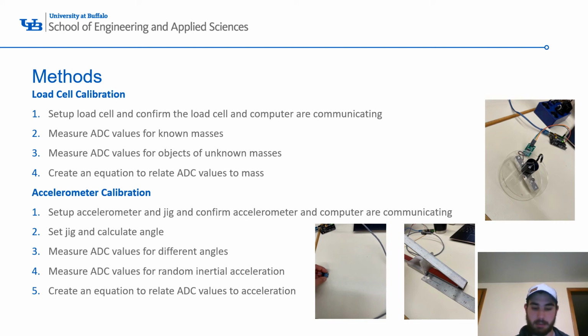We then collected data of unknown random objects. In the first part, this was 3 random objects, and in the second part, we moved the accelerometer around on the table randomly. We then analyzed the data and created equations relating ADC values to mass and acceleration. Finally, for the last part of the lab, we used these equations to compute the mass and acceleration of our random samples.